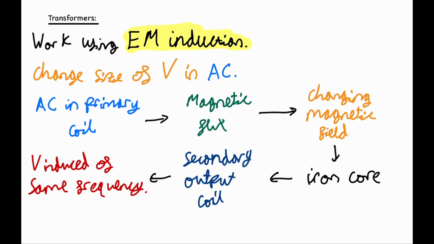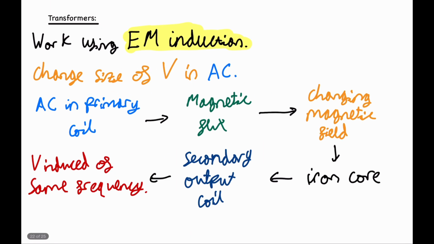So you have AC in the primary coil, and it produces a magnetic flux in the coil, which causes a changing magnetic field because it's AC. Because it goes through an iron core, the secondary output coil feels that changing magnetic field, so a voltage is induced at the same frequency as the initial primary coil.